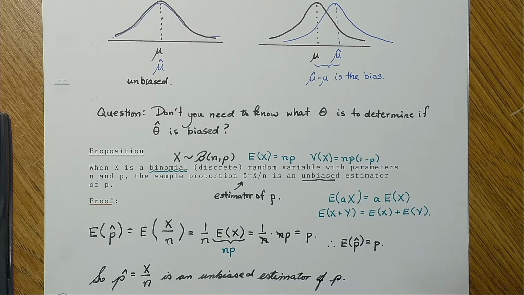Yes, this is a proof. It's very simple. Again, it's just knowing that you have to look at the expectation of your estimator. Again, we defined it as x over n. We had to use our knowledge that since 1 over n is a constant, we can bring that out in front. We needed to remember that the expected value of x for a binomial random variable is np. Then it simplifies by canceling out the n's, and we're left with p.